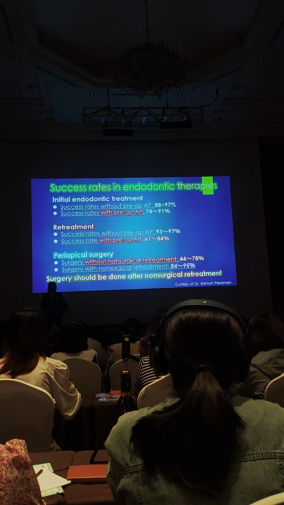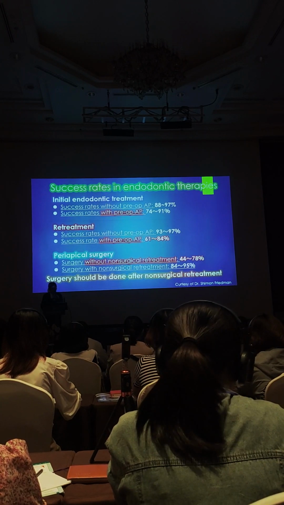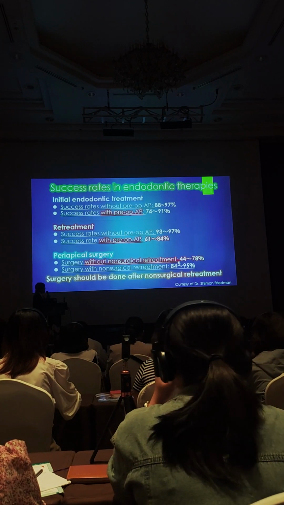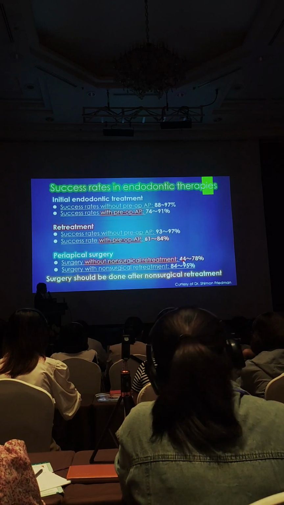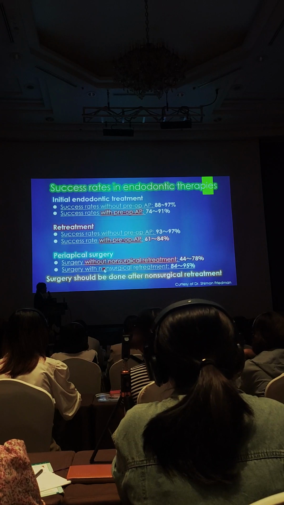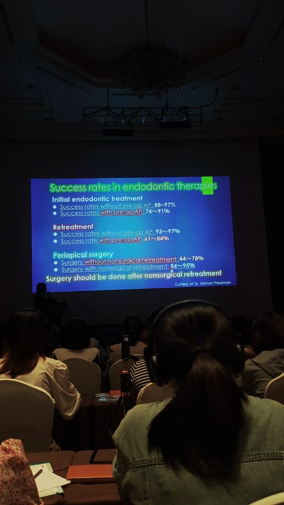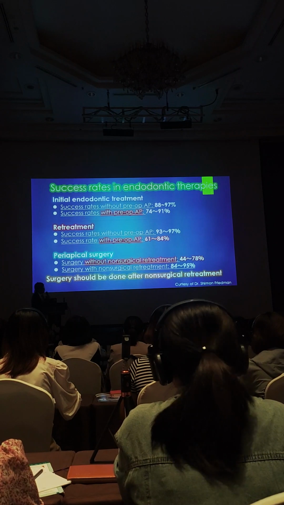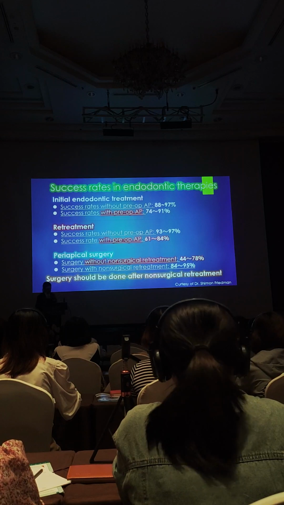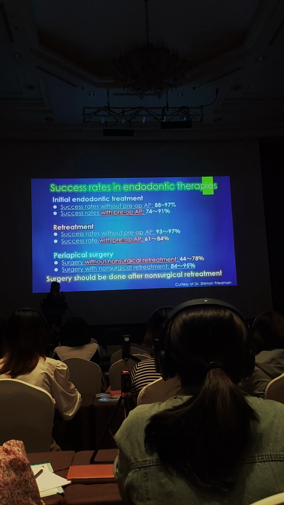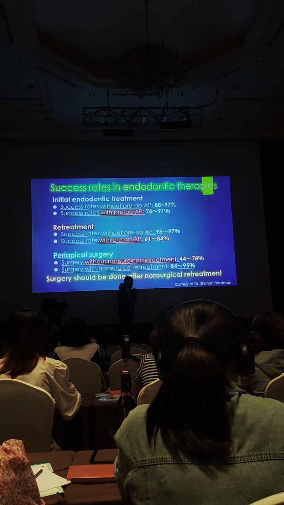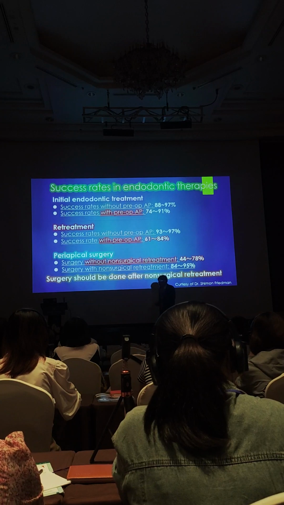What about periapical surgery? Periapical surgery without non-surgical retreatment is significantly lower, between 44% and 78%, compared to those receiving non-surgical retreatment before the surgery, showing from 84% to 95%. So before you consider surgery, you must do non-surgical retreatment to be more successful in surgical retreatment.